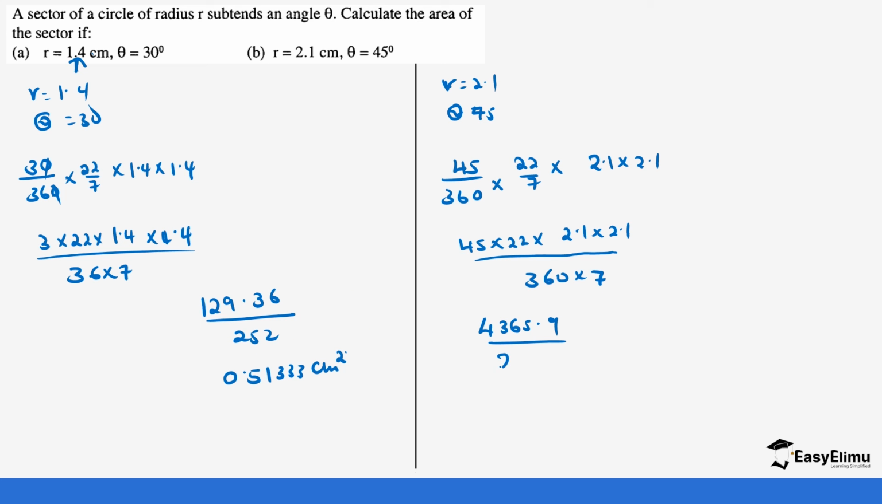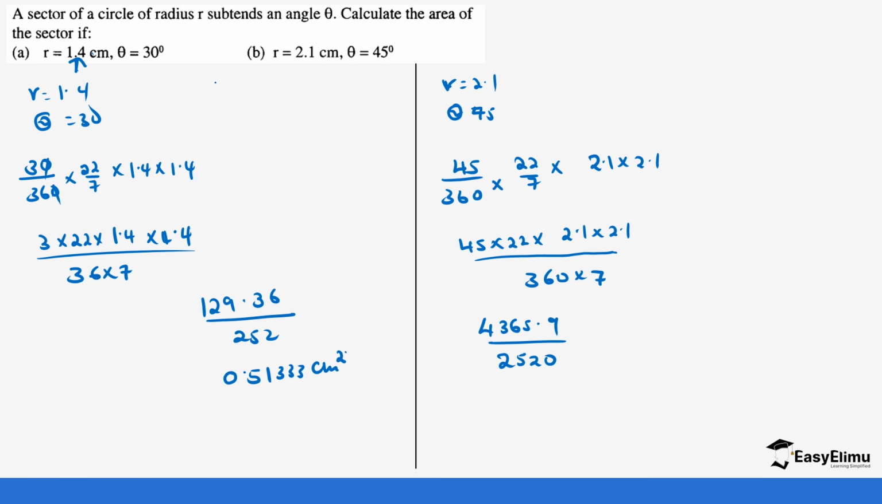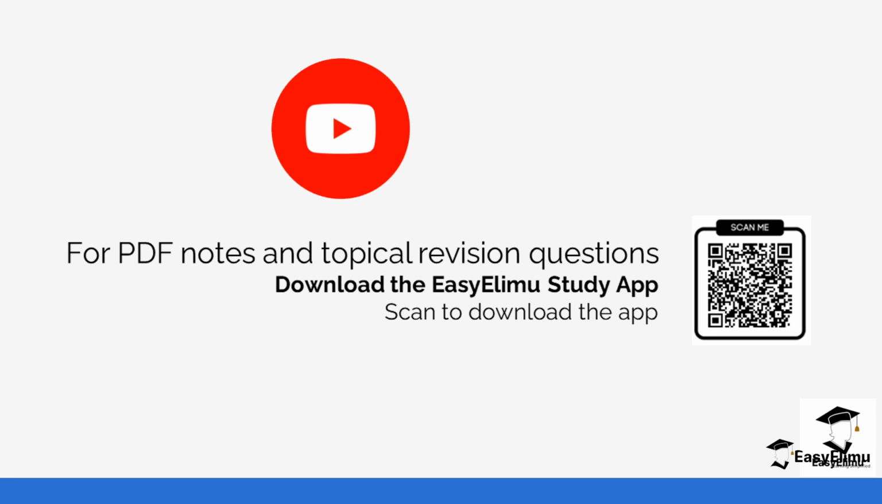We add the 0, it becomes 2,520. So this is the same as 4,365.9 divided by 2,520, which gives us 1.7325 centimeters squared. That's how we calculate the area of a sector.